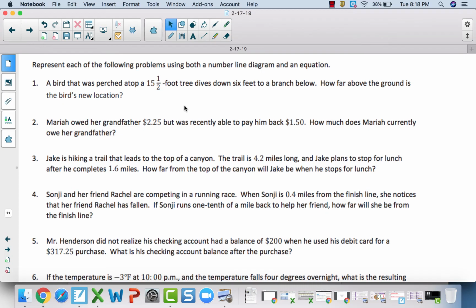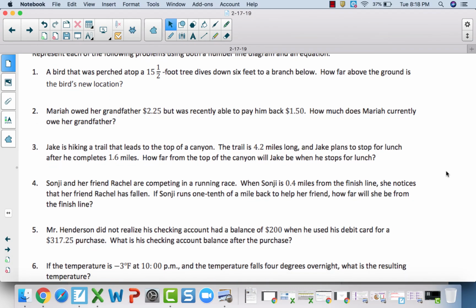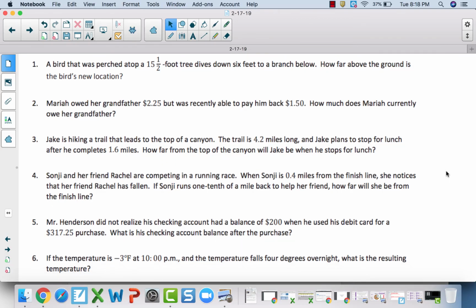For all of these, you probably need a separate sheet because what I'm asking you to do is create a number line for each of these and write the addition or subtraction and then addition equation that represents all 6 of these problems. Then ultimately, obviously, come up with an answer.